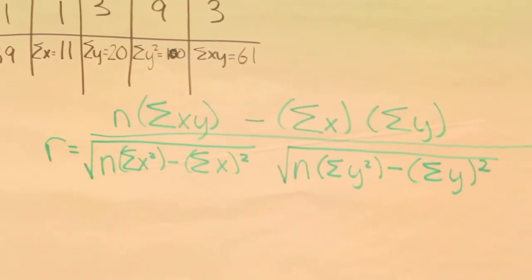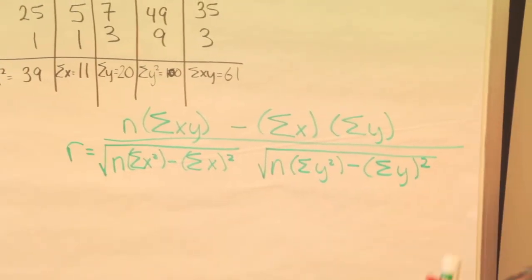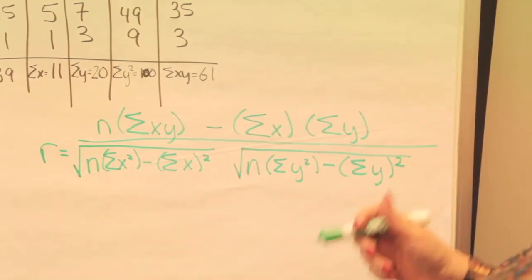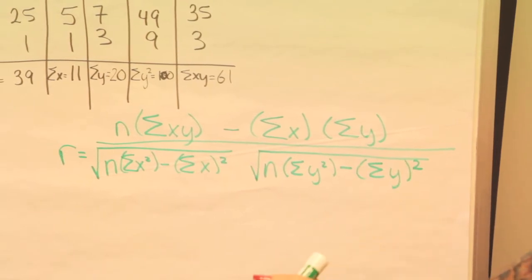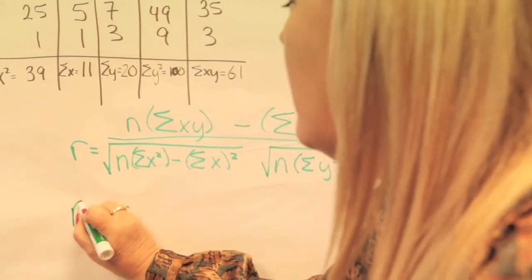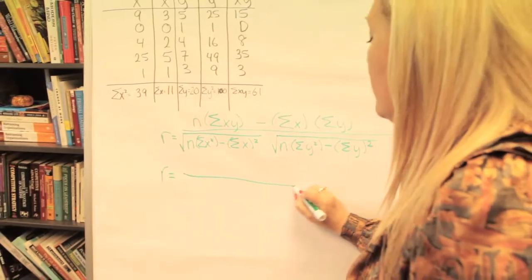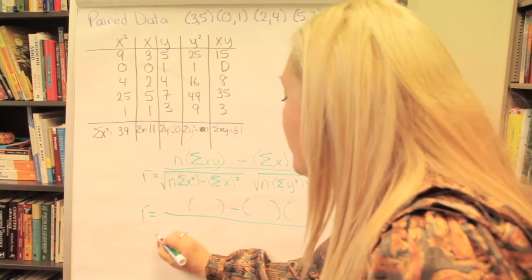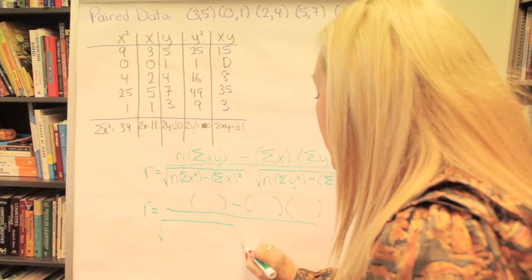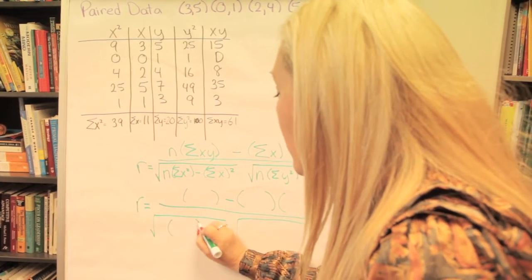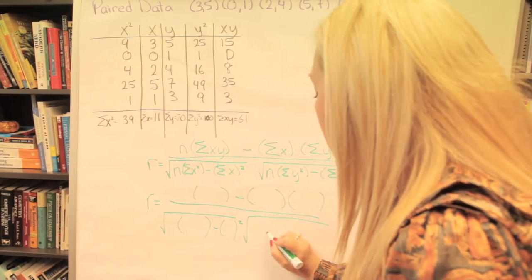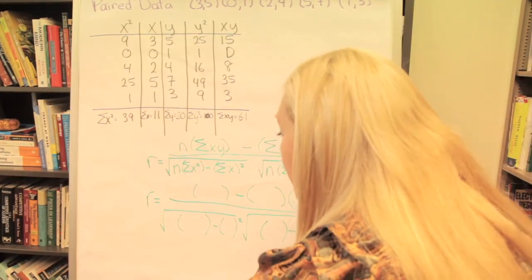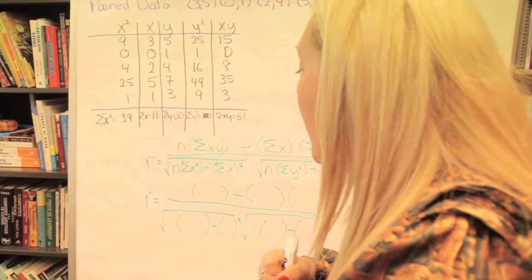This is the formula for correlation coefficient. It looks really complex, but in fact the hardest part is just substituting the values in and following through with order of operations. But let's see how that looks. We have r equals, I'm going to put all of these parentheses here, square root, and then input the values.